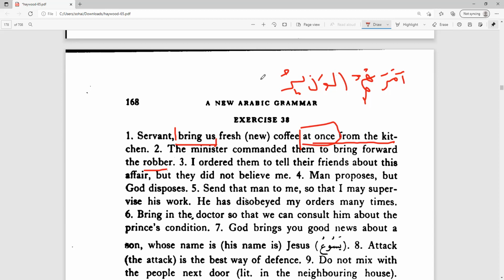Okay, so it's not yaqdimu, we say yuqaddimu, but normally we use an after that. Because he is asking them to bring, it's plural form. Yuqaddimu, yes, the noon drops. That's good. The robber or the thief, al-sariq. Al-sariqa, yes, very good.